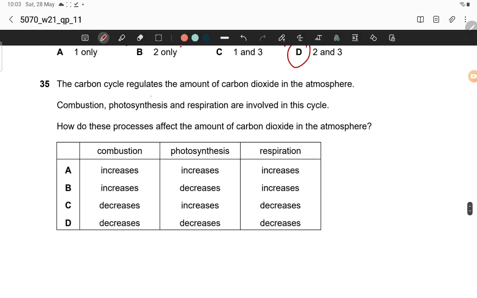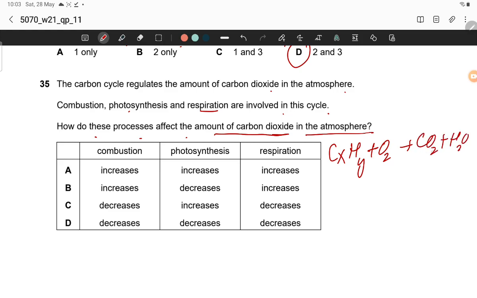The carbon cycle regulates the amount of carbon dioxide in the atmosphere. Combustion, photosynthesis and respiration are involved in this cycle. How do these processes affect the amount of carbon dioxide in the atmosphere? Combustion increases, photosynthesis decreases and respiration increases. Because combustion is this process, it is carbon dioxide plus water.